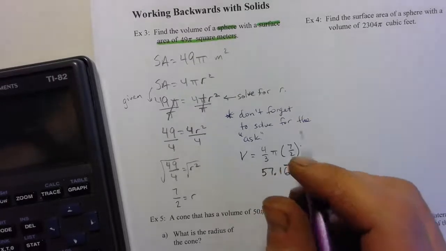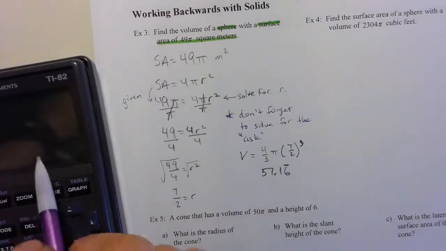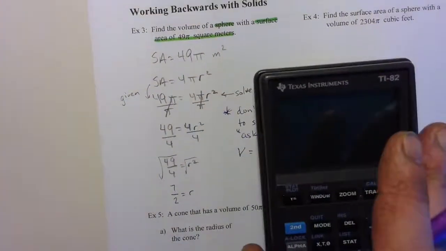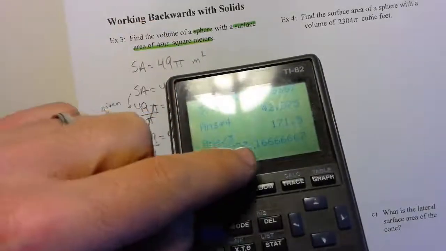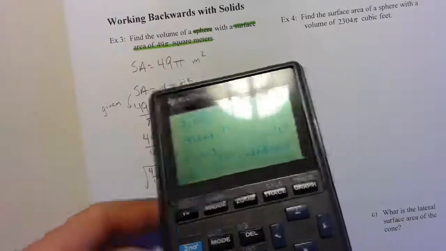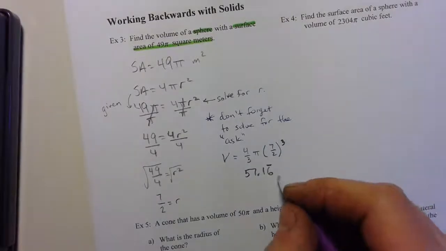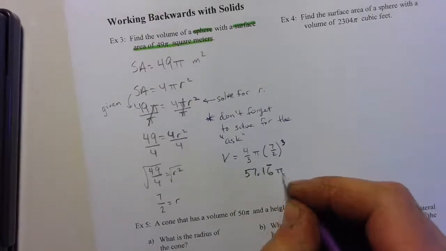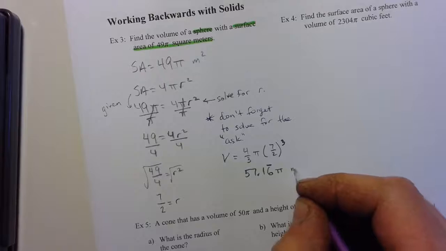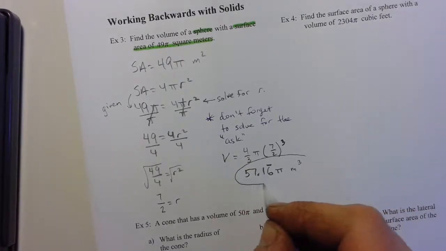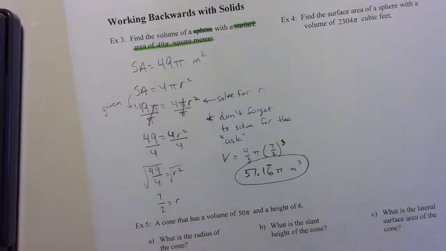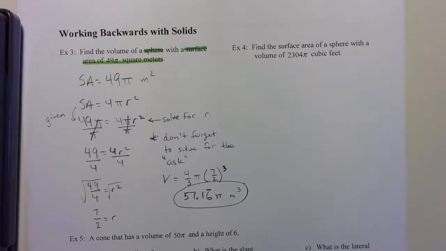You can see there's a whole bunch of 6's there. The last number is rounded off to a 7, but that's because the calculator is rounding. So this is just a 6 repeating. I'll put the pi there. It's in meters, so the volume is in cubic meters. So there's my final answer.